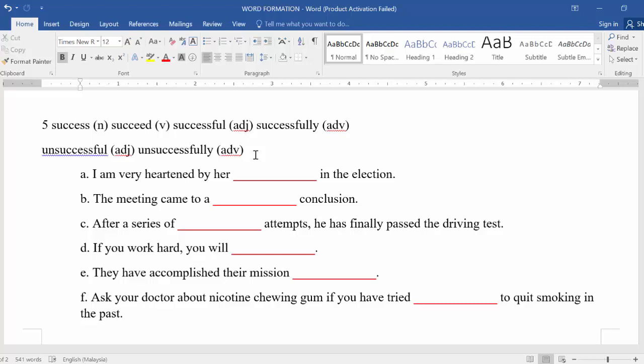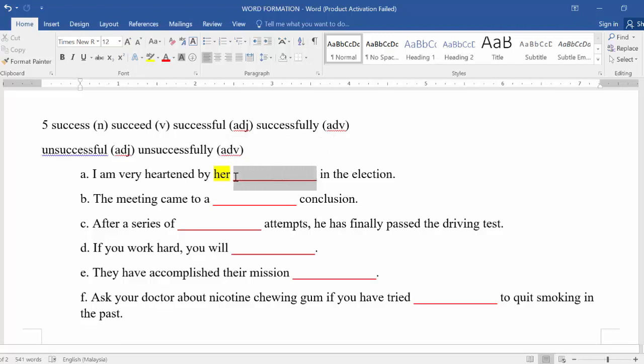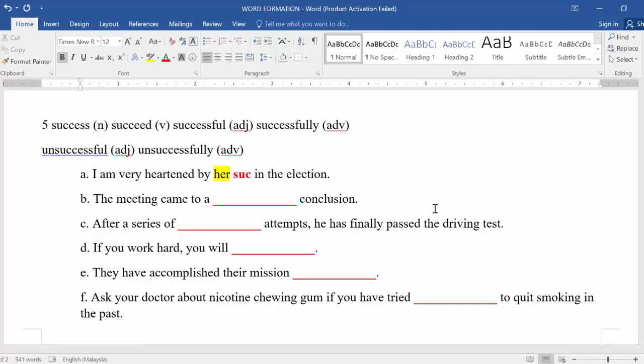Okay, so let's look at the questions. A, I am very heartened. Heartened here means cheered up or encouraged. So by her what in the election. Her is your possessive adjective. So when you see a possessive adjective, the next one should be a noun: success. Usually after a possessive adjective should be a noun.